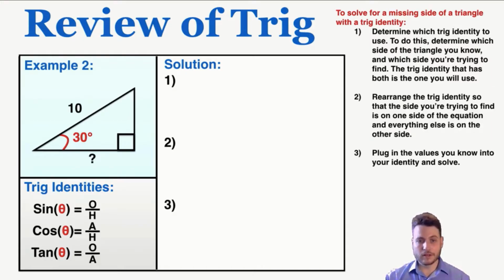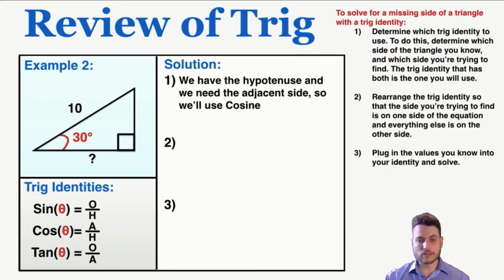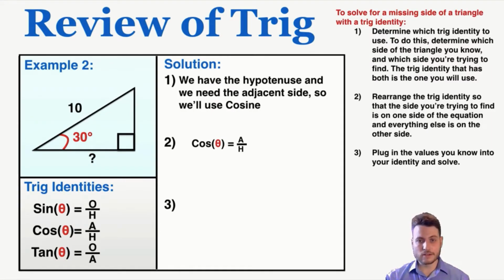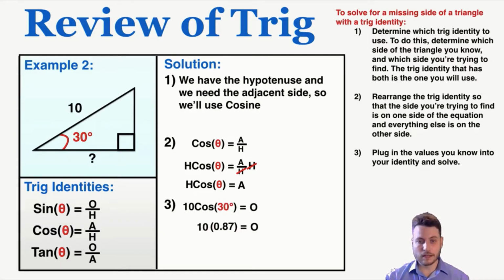Example number 2, I'm going to follow those same steps. Here I have the hypotenuse and the adjacent side. The only thing that connects hypotenuse and adjacent is cosine, so that's what I'm going to use. And because I'm trying to find the adjacent side, I need to rearrange that equation to get adjacent by itself. This is what that looks like. And finally, plugging in my numbers, 10 times cosine of 30, according to my calculator, is 8.7. So that will be the length of the opposite side of the triangle.